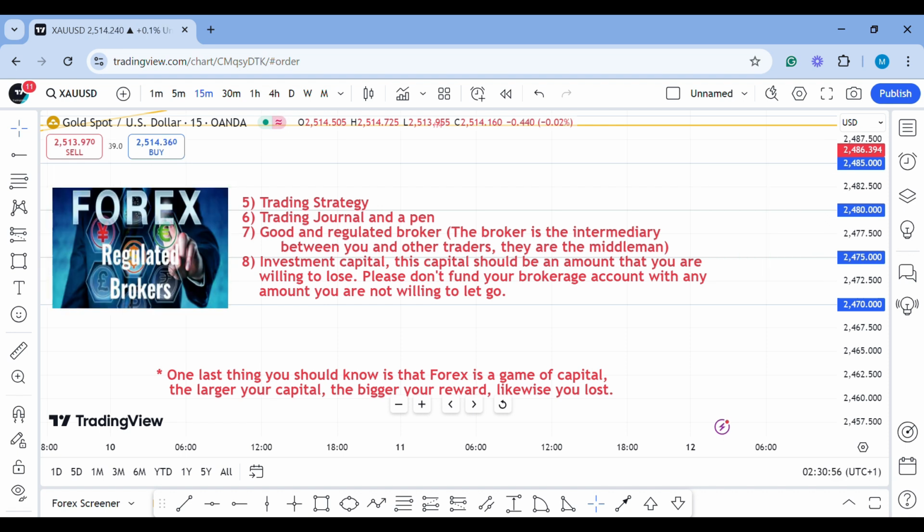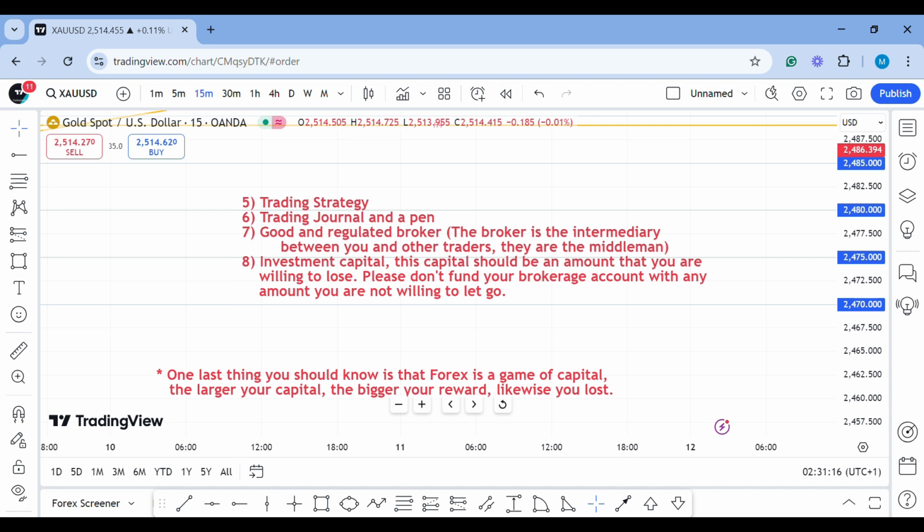Then number seven is a good regulated broker, not just any broker you see online. Make sure it's a good one and a regulated one. The broker is the intermediary between you and other traders, so they act as the middleman. There's more to it, but let's just go with this.